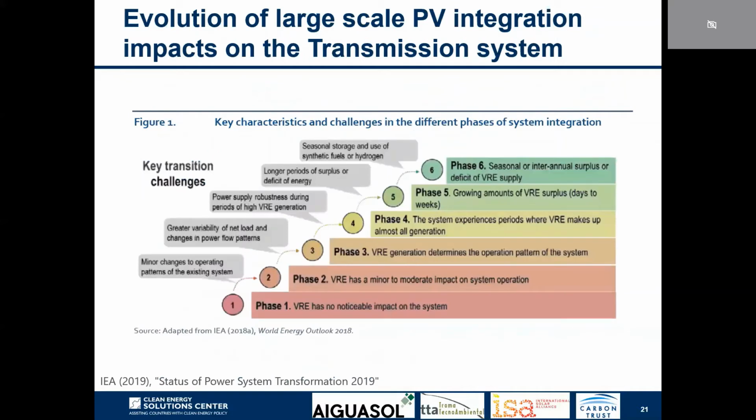Just as an example, in one of the webinars, the different stages of evolution of large-scale PV integration impacts on the transmission system are discussed. From phase 1, where variable renewable energy generation is very little and has no noticeable impact on the system, all the way up to phase number 6, where there could be seasonal or interannual surpluses or deficits to this variable renewable energy supply that then have a great impact on the stability of the transmission system, and therefore has to be properly addressed and properly balanced.